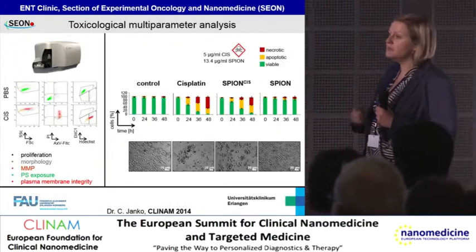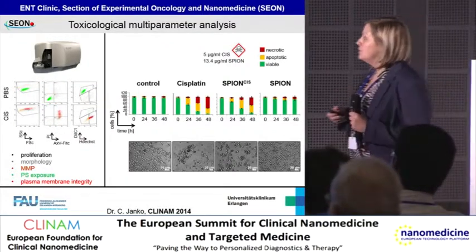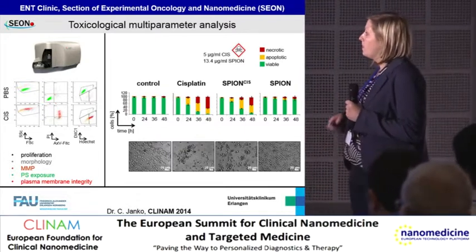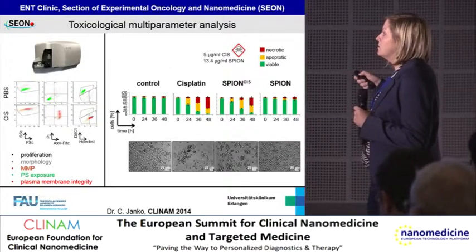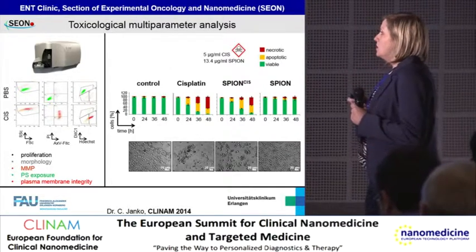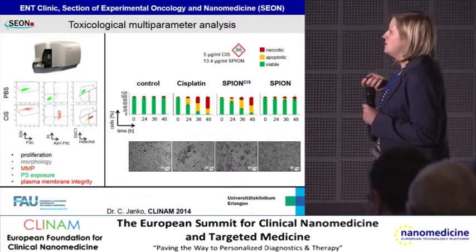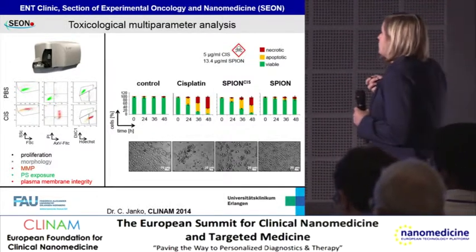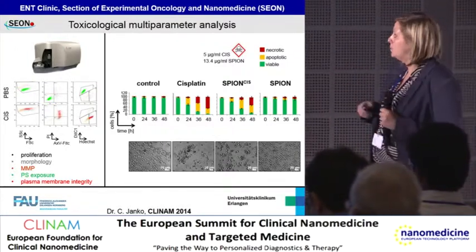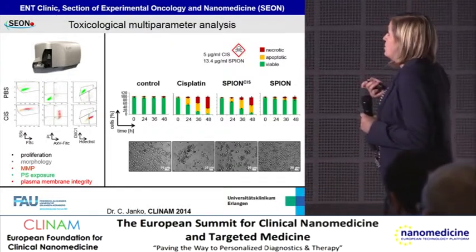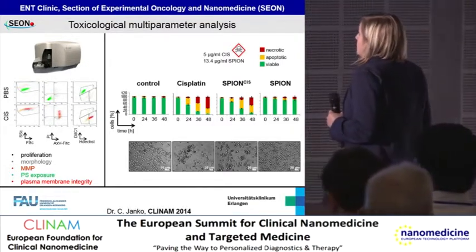Of course, we have to analyze our particles very carefully for their toxicological issues, and for that we use multi-parameter flow cytometry. Here exemplarily shown for Jurkat cells which have been treated with cisplatin, and here are the control cells. With this measurement method we can analyze in parallel the proliferation of the cells, the morphology of the cells, mitochondrial membrane potential, phosphatidylserine exposure and plasma membrane integrity to draw a comprehensive picture of the induced cell death pattern by our particles. Exemplarily I will show you now the results of the annexin PI staining as a marker for apoptosis and necrosis.